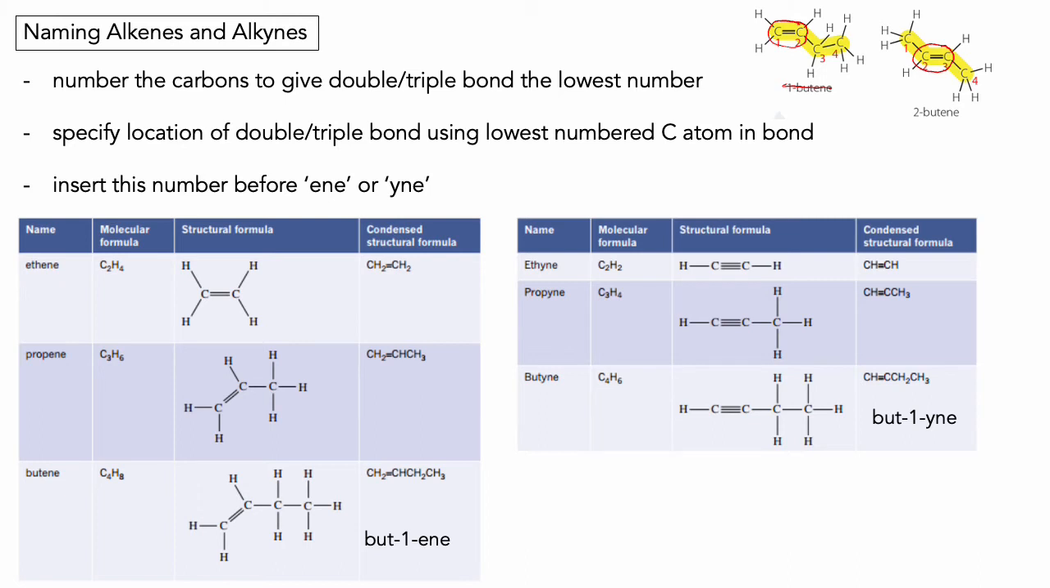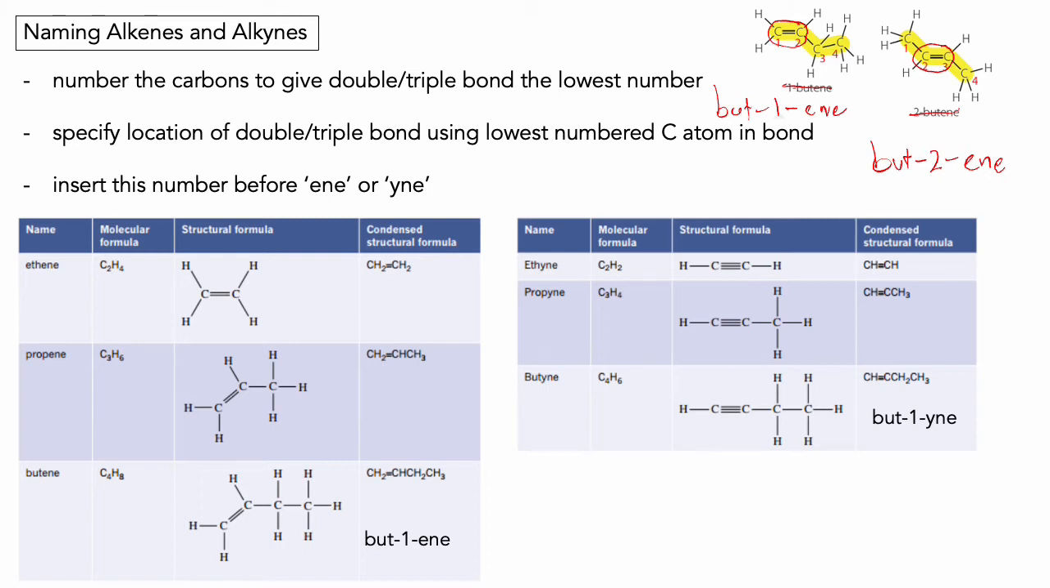The correct IUPAC way and the way that it's written in the HSC exam, 1-butene should be but-1-ene. We have 4 carbons. We have the double bond beginning at the first carbon, and because it's a double bond, we finish it with "-ene". So that's but-1-ene. Same with 2-butene. We have but, we have 4 carbons. We have the double bond beginning at the second carbon, and because it's a double bond, it's "-ene", but-2-ene.